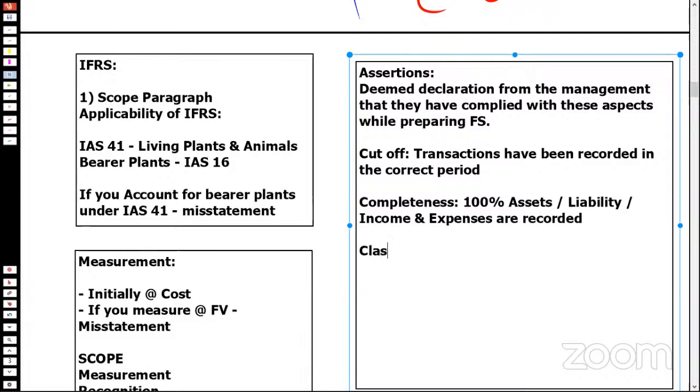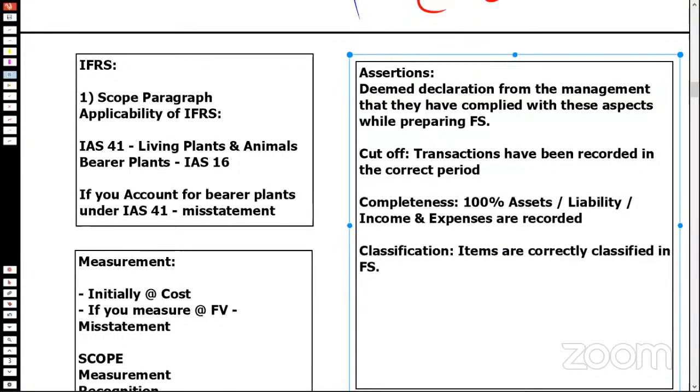Then there is going to be classification, which is that the items are correctly classified in the financial statement. What exactly do you mean by this? This actually means that if there is something which is an asset, we have classified it as an asset. If there is something which is a liability, we have classified it as a liability. If there is something which is an income, we have classified it as income. So what is going to be considered as classification? Classification is when we say that we have appropriately classified each and every item under the proper head.